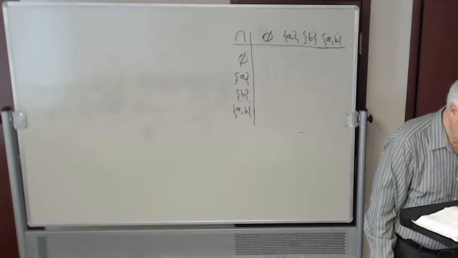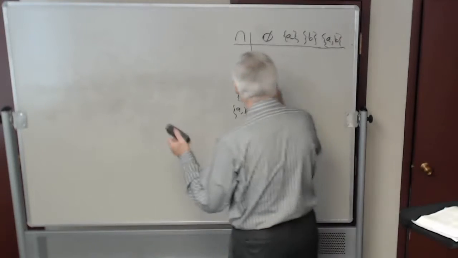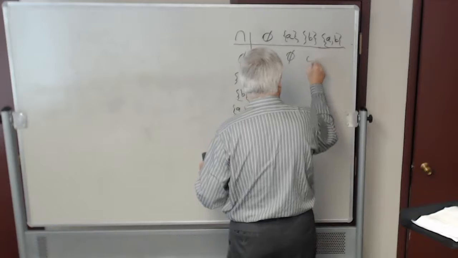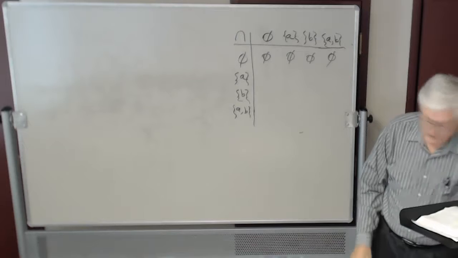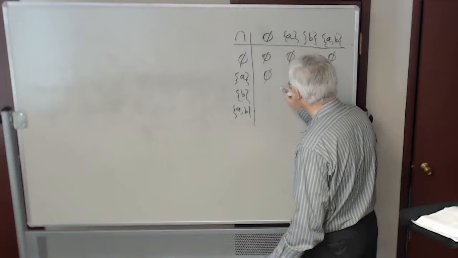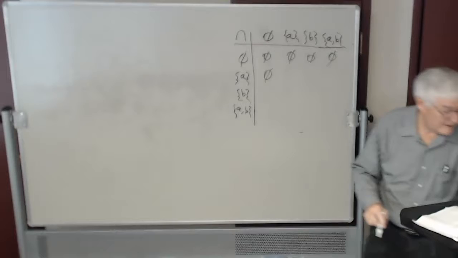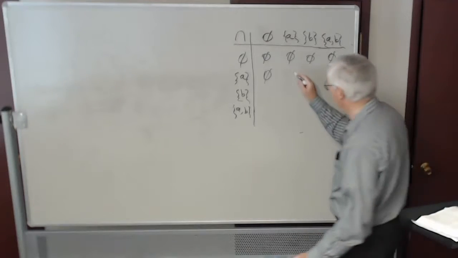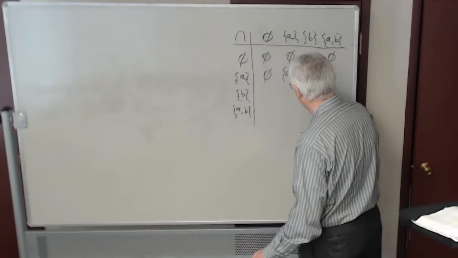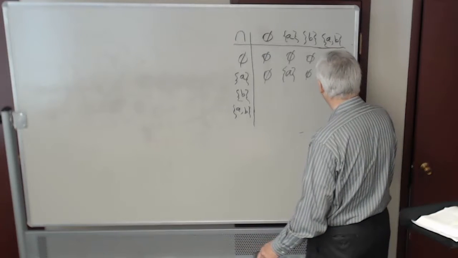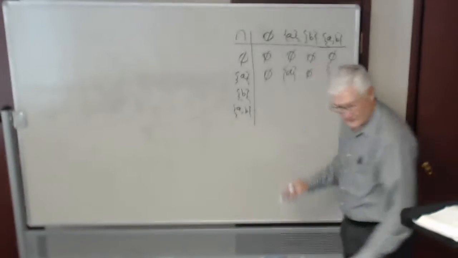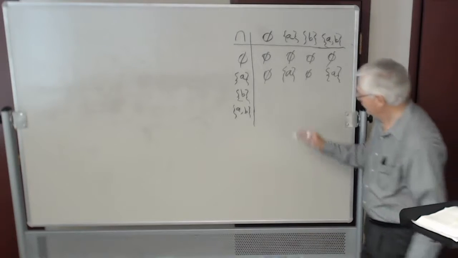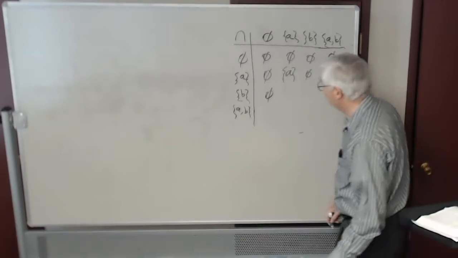And have they filled the chart in for you? Empty set, empty set, empty set, empty set. Do they have the next row filled in? Empty set. What's next? A. Empty set, A. Everybody see what I'm doing? I'm copying the chart. For B, do they have that one filled in? Empty set.